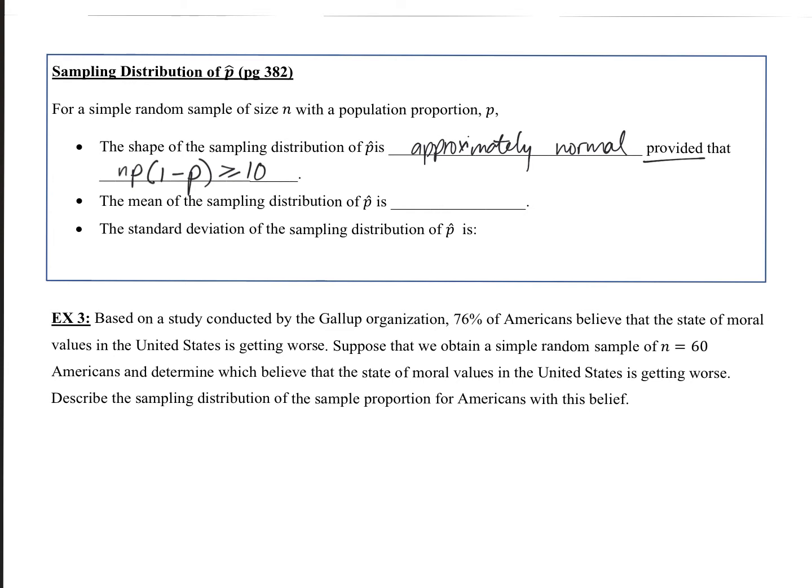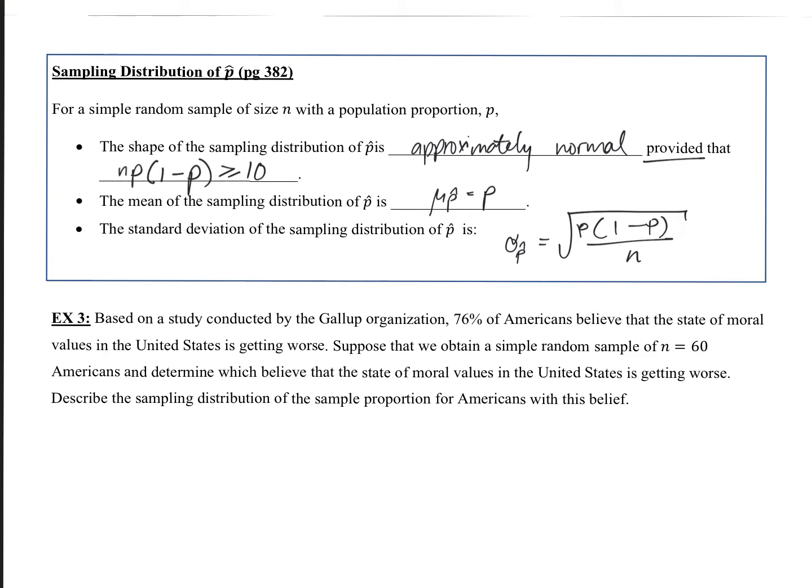Now, the mean of the sampling distribution of p hat is going to be mu of p hat equal to p, and the standard deviation of the sampling distribution of p hat is sigma of p hat equal to the square root of p times 1 minus p divided by n. So notice here it's just talking about mu p hat and sigma p hat.